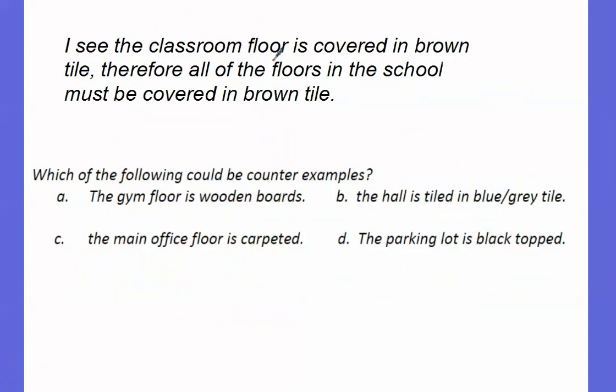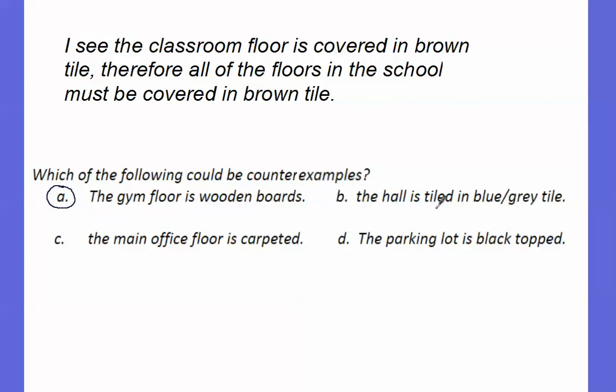This is a question about counterexamples. I see the classroom floor is covered in brown tile. Therefore, all of the floors of the school must be covered in brown tile. That's the conjecture. I make an observation on a pattern, and I come up with a theory. Which of the following could be counterexamples? Well, A says the gym floor is wooden boards. That is a part of the floor of the school, and it's not covered in brown tile, so that could be a counterexample.